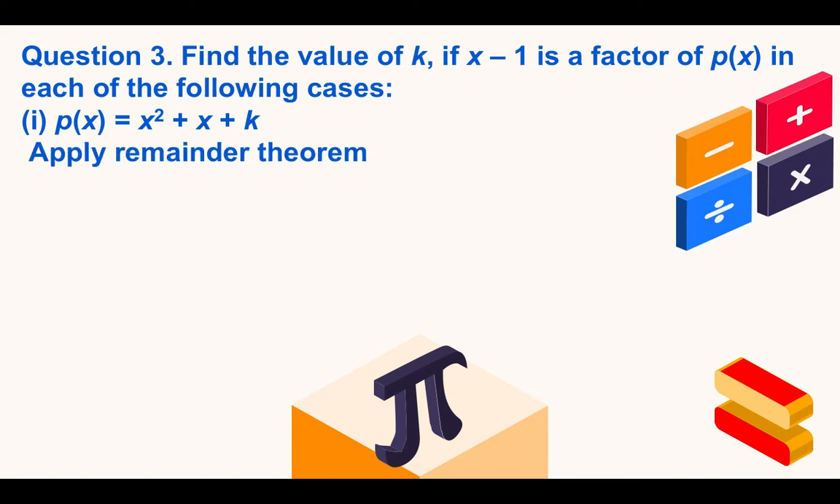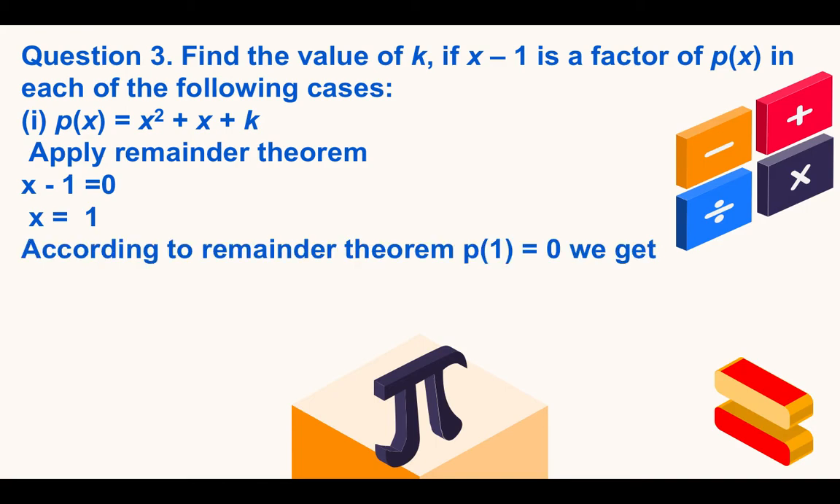I'll apply the remainder theorem. X minus 1 is equal to 0, that means x is equal to 1. Now according to the remainder theorem, p of 1 should be 0. Okay, this is what it is given, it is a factor. So according to the remainder theorem or according to the factor theorem, both state the same, that p of 1 will be 0. Okay, so I'll put the value of x is equal to 1.